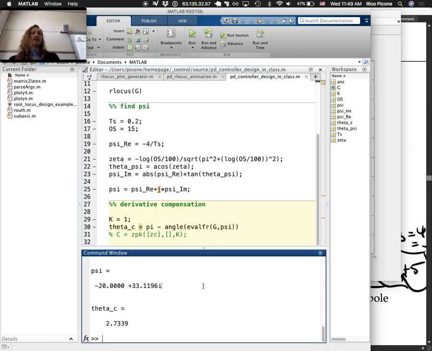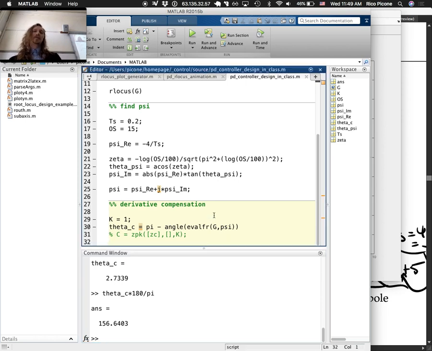So that's our theta C. Theta C times 180 over pi is 156 degrees. So that thing has got to be way out there. It's almost pi, not quite, but getting in that ballpark. So this is a pretty intense angle here, but in theory it should still work, right? So there's our theta C.